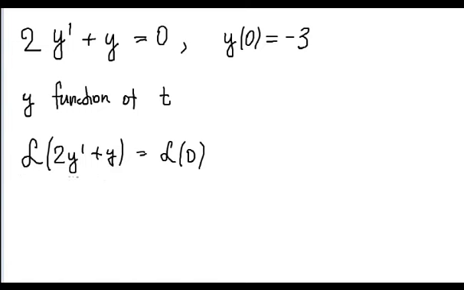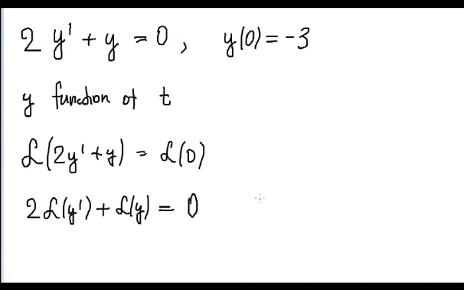For the left-hand side, we can use linearity of the Laplace transform, and then we get 2 times Laplace transform of y prime plus Laplace transform of y. What about the right-hand side? Well, again by linearity, or by applying the definition of Laplace transform directly, we can see that Laplace transform of the function constantly equal to 0 is the 0 function. So Laplace transform of 0 is 0.